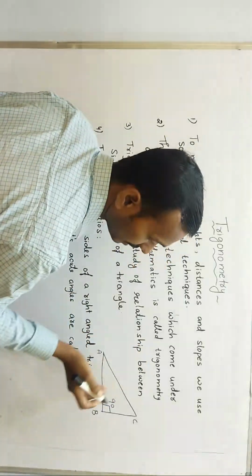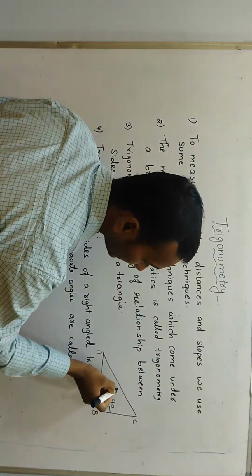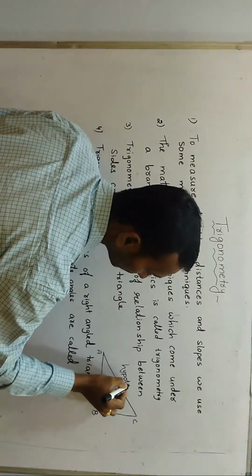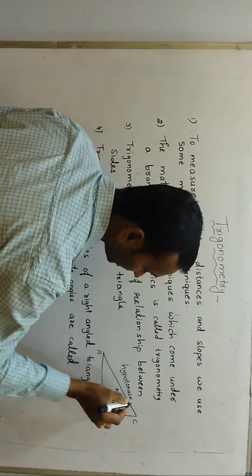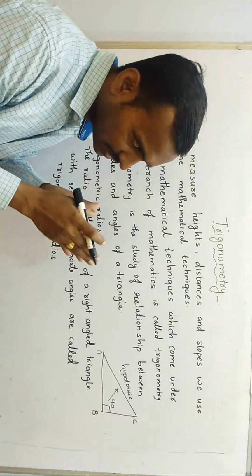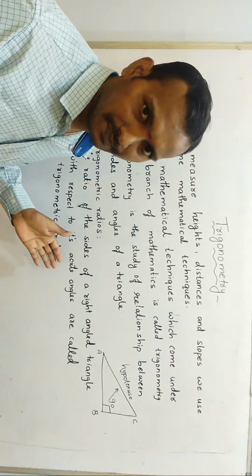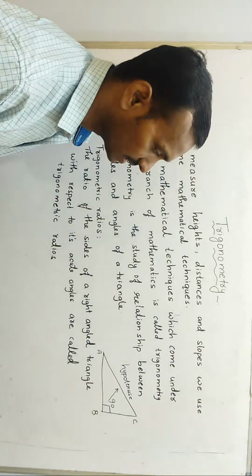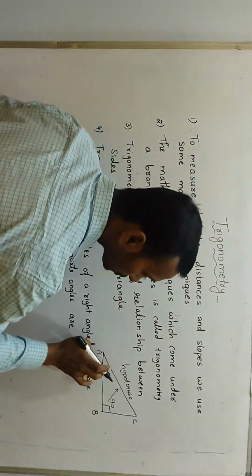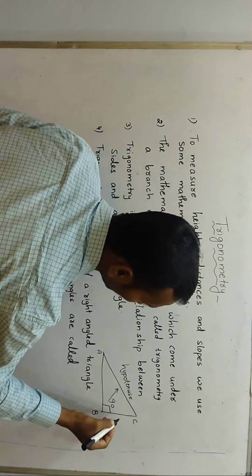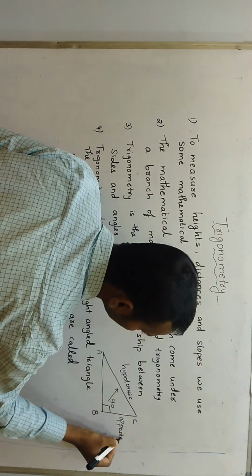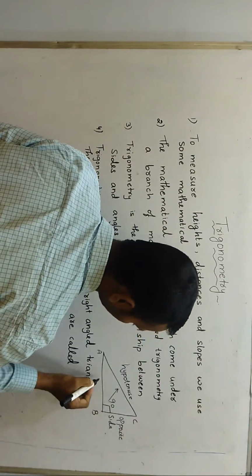The side which is opposite to the 90 degree angle is called the hypotenuse. Another definition is the longest side; the longest side of a triangle is also called the hypotenuse. The other two sides are the opposite side and the adjacent side.